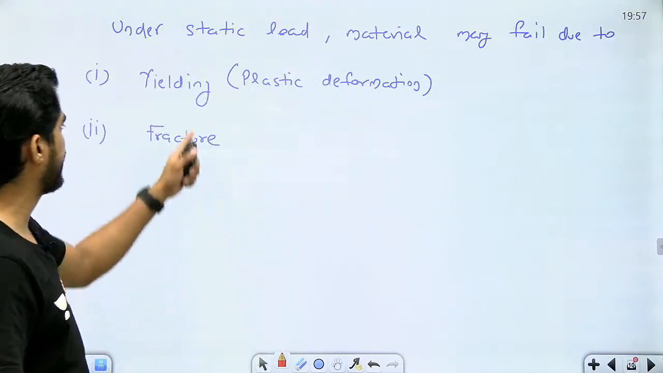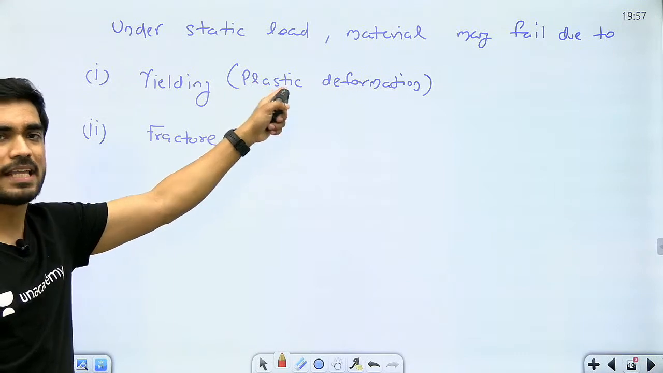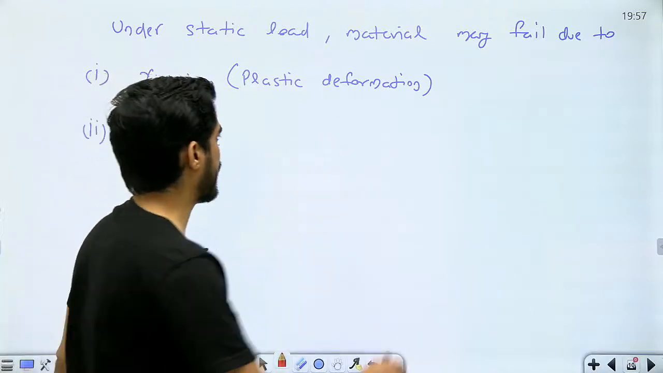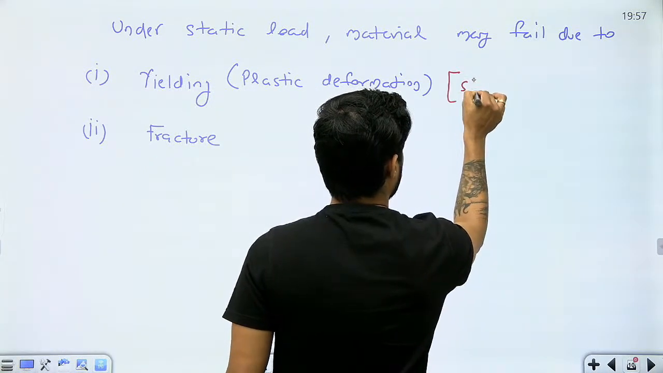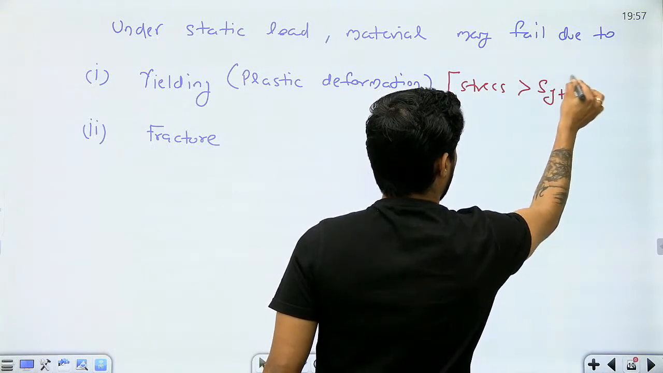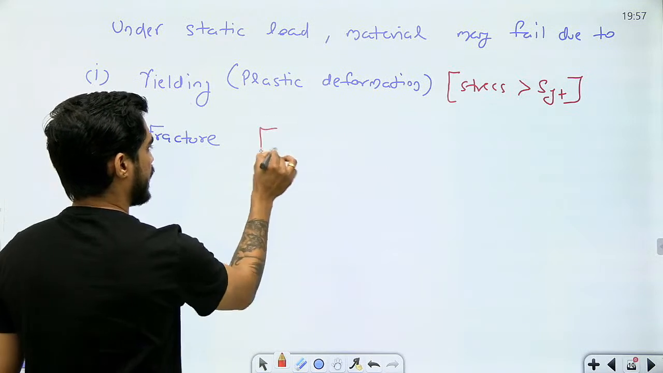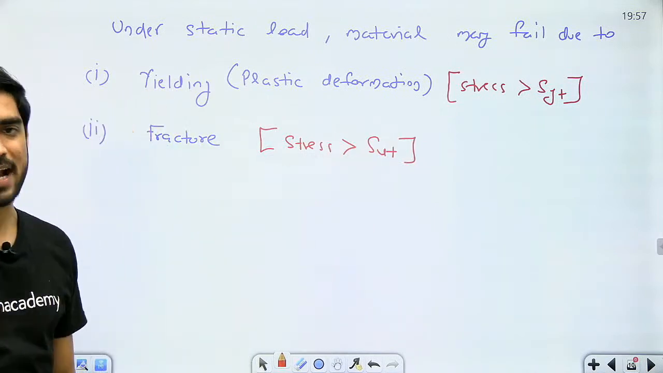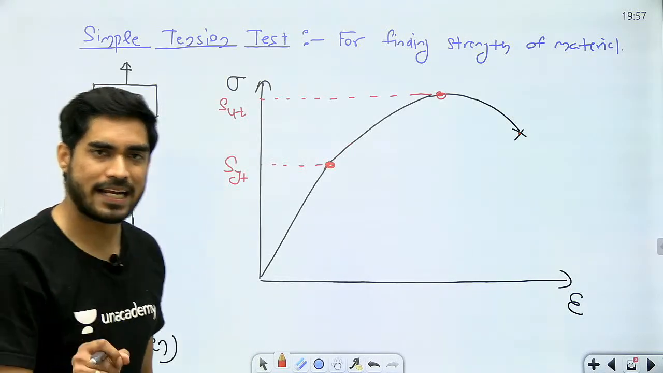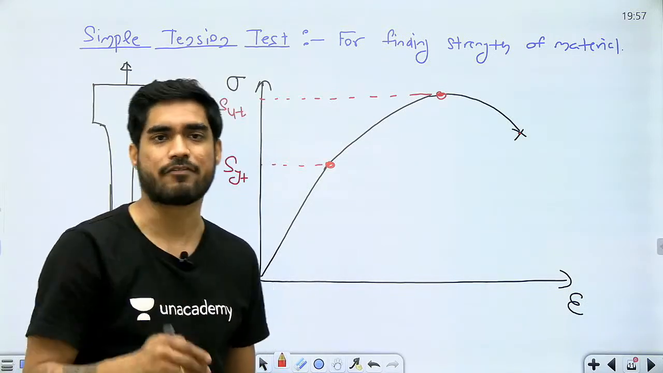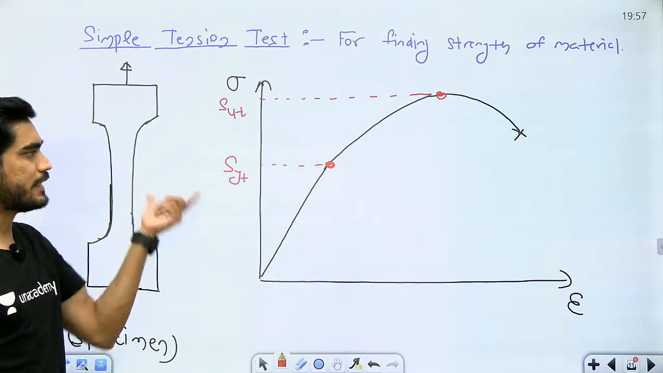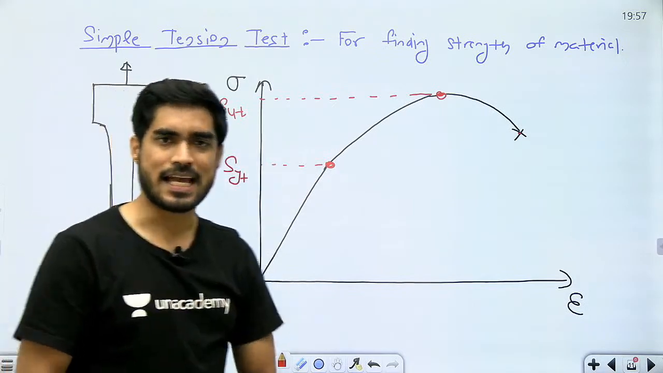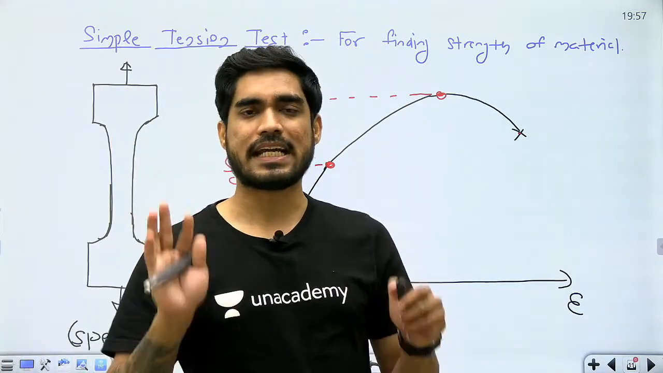Okay, so material will yield if the stress is more than SYT and the material will fracture if the stress is more than SUT. मैं यहाँ लिख देता हूँ, if stress is more than SYT, the material is going to yield, and if the stress is more than SUT, the material is going to fracture. So beta, in order to find the stress at which the material is going to yield and fracture, we are going to perform simple tension test. We are going to draw this curve, and we are going to find SYT and SUT.